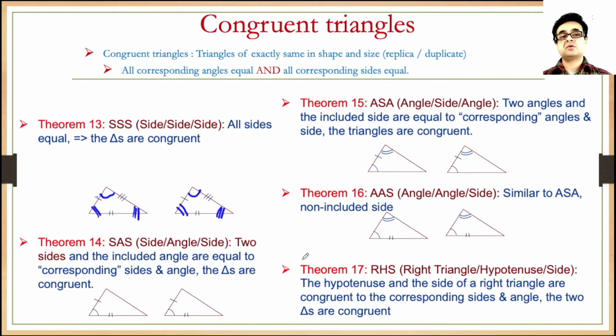Don't make the mistake of assuming that SSA, which means an angle outside of those two sides, is a congruency condition. It is not. And finally, RHS is also a congruency condition, which is applicable to right angled triangles. What that says is, if a hypotenuse and any side of the triangle are equal, then it is automatically congruent. This is actually derivable from theorems 15 and 16, so it is not that important of a theorem. However, if you know it, it will actually save you some precious few seconds.